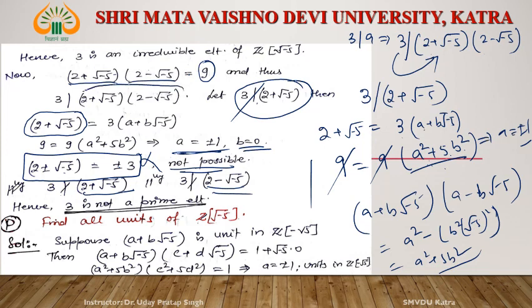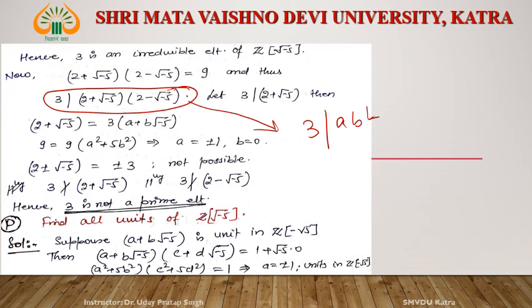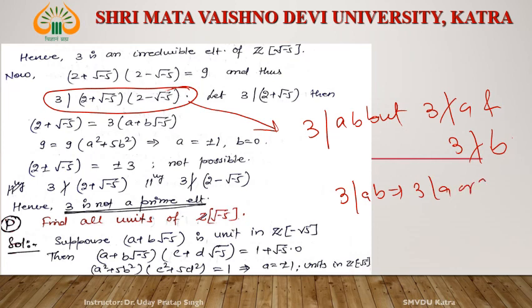3 divides a times b, but 3 does not divide a and 3 does not divide b. But what is the condition of prime? 3 divides ab implies that 3 divides either a or b. Then 3 is prime. Obviously 3 is not equal to 0 and 3 is not a unit, but 3 is not a prime element. 3 is irreducible but not prime.